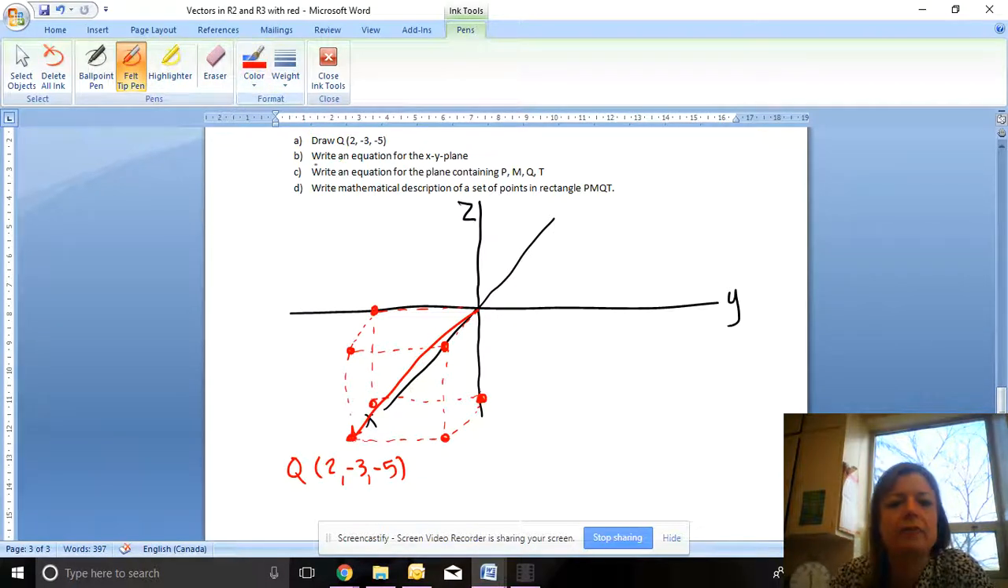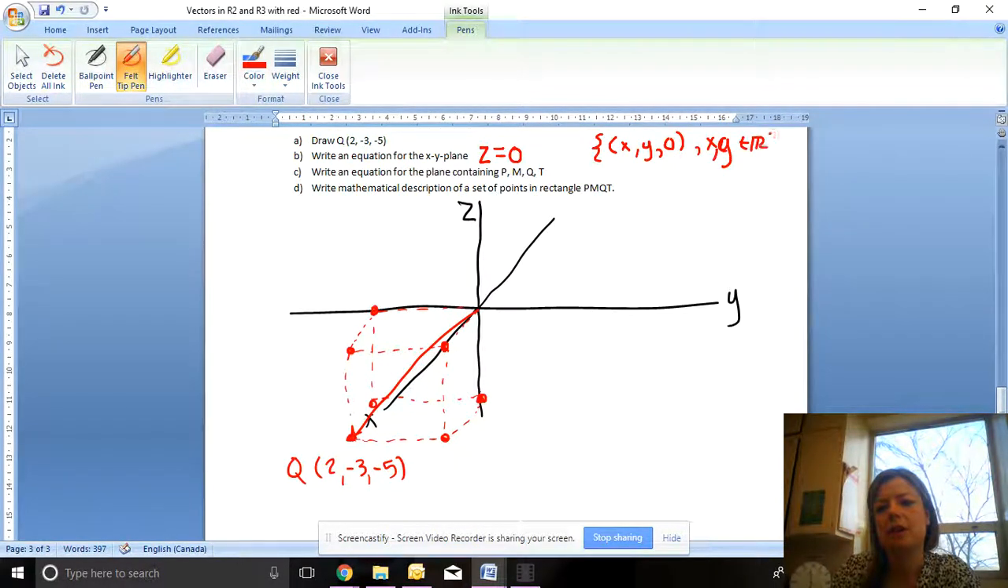Okay, so that was part A. Now, kind of unrelated, write an equation for the XY plane. So the XY plane has the equation Z equals 0. So think about why this is true. The XY plane is basically the set of all points (X, Y, 0), where X and Y are real numbers. So the only way to define that is by letting Z equal 0, because X and Y can be anything. Just like if we were to define the YZ plane, we would say X equals 0. So when we define the XY plane, we say Z equals 0.